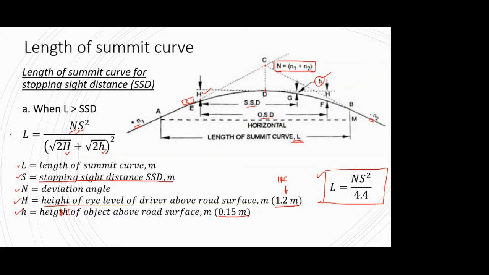You use the basic one, that is L is equal to NS square upon the whole bracket square of root 2H plus root 2h. Just keep in mind that the formula NS square upon 4.4 is to be used only if you know that the height of the eye level of the driver is 1.2 meter and the height of the object is 0.15 meter. Otherwise, if you have other values, you have to take the basic formula into consideration.